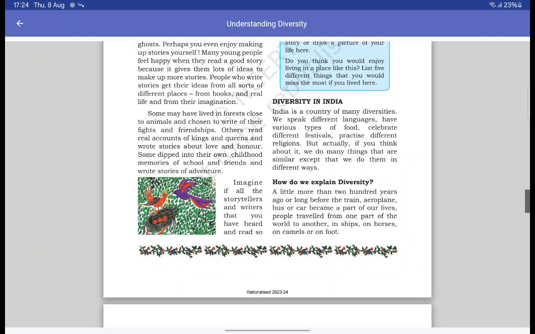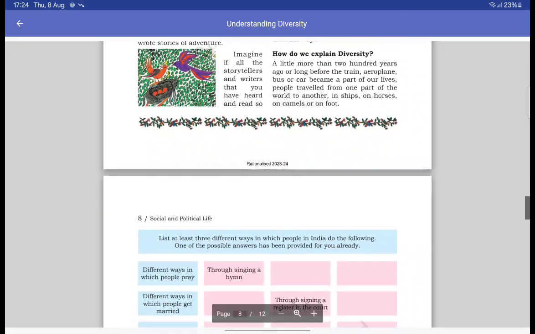And then diversity in India. India is a country of many diversities. We speak different languages, have various types of food, celebrate different festivals, practice different religions. But actually, if you think about it, we do many things that are similar, except we do them in different ways. How do we explain diversity?